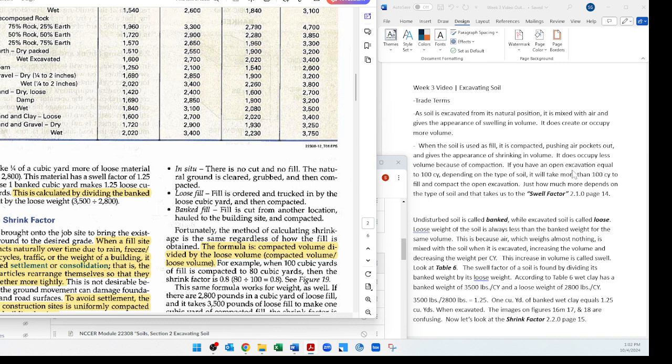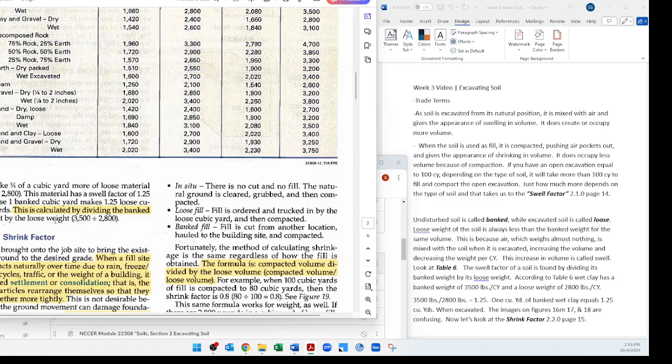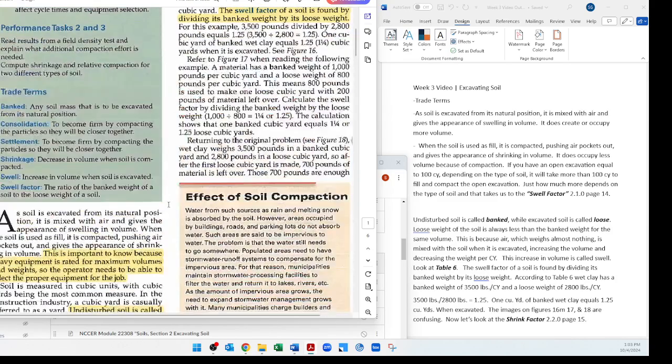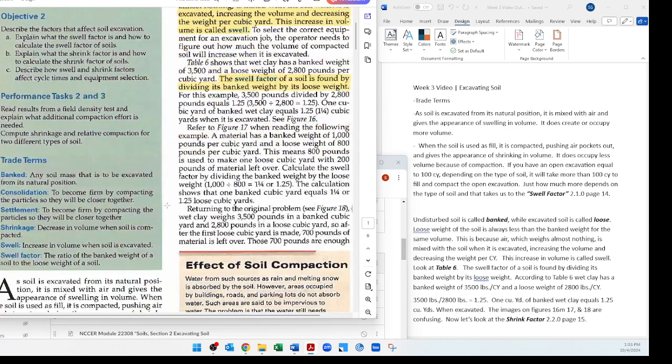If you have an open excavation equal to 100 cubic yards, depending on the type of soil, it will take more than 100 cubic yards to fill and compact the open excavation. Just how much more depends on the type of soil, and that takes us to the swell factor. And that's where we are right up here.